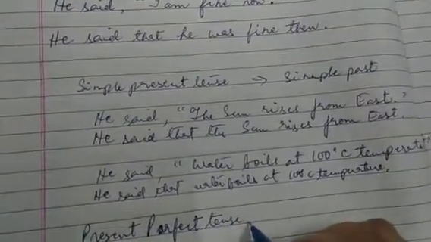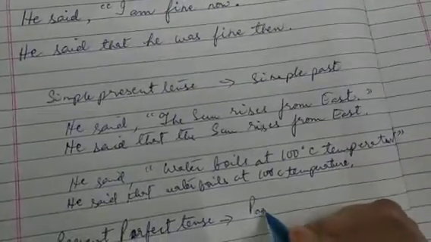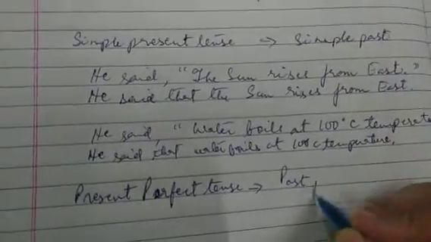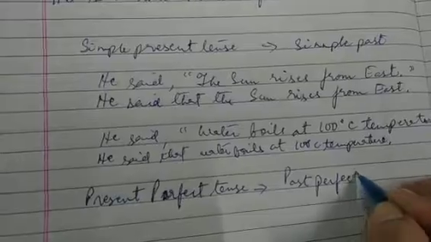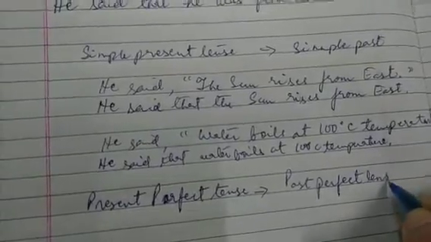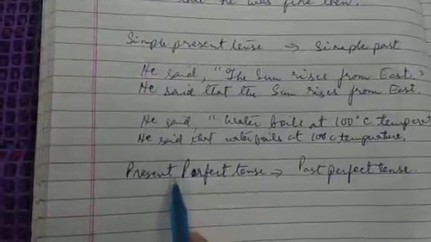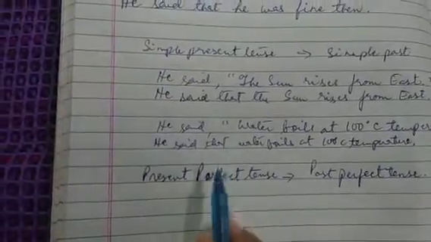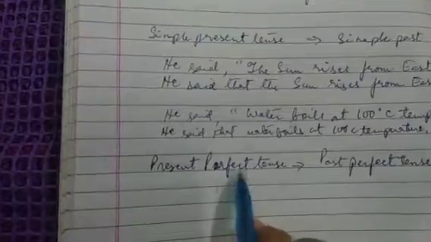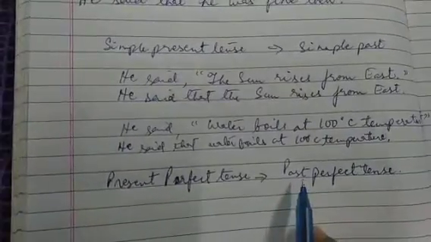Present perfect tense changes into past perfect tense. This is very important to remember. The second type of tense that we have in present tense is present perfect tense, and that changes into past perfect tense.